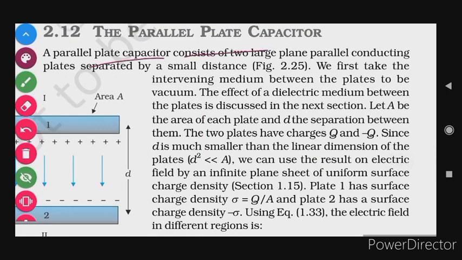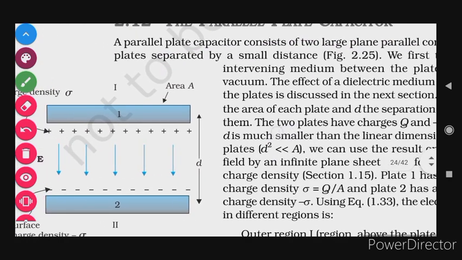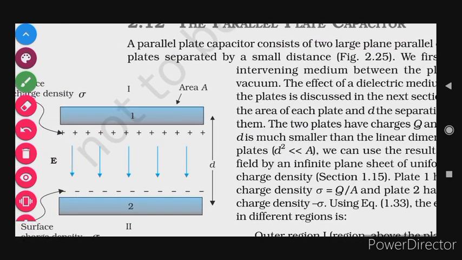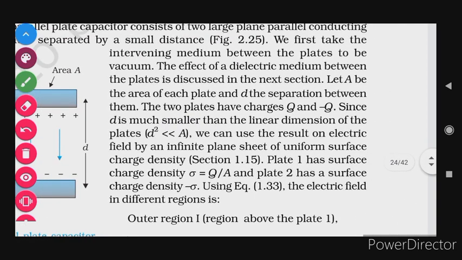A parallel plate capacitor consists of two large plane parallel conducting plates separated by a small distance. In this there will be two large plates having large area, placed close to each other. Now we first take the intervening medium between the plates to be vacuum. So we'll start with vacuum, then we will fill another dielectric in that, and we'll see how the capacitance is affected by the introduction of another dielectric. But first we'll start with vacuum in between the two plates. The effect of a dielectric medium between the plates is discussed in the next section.